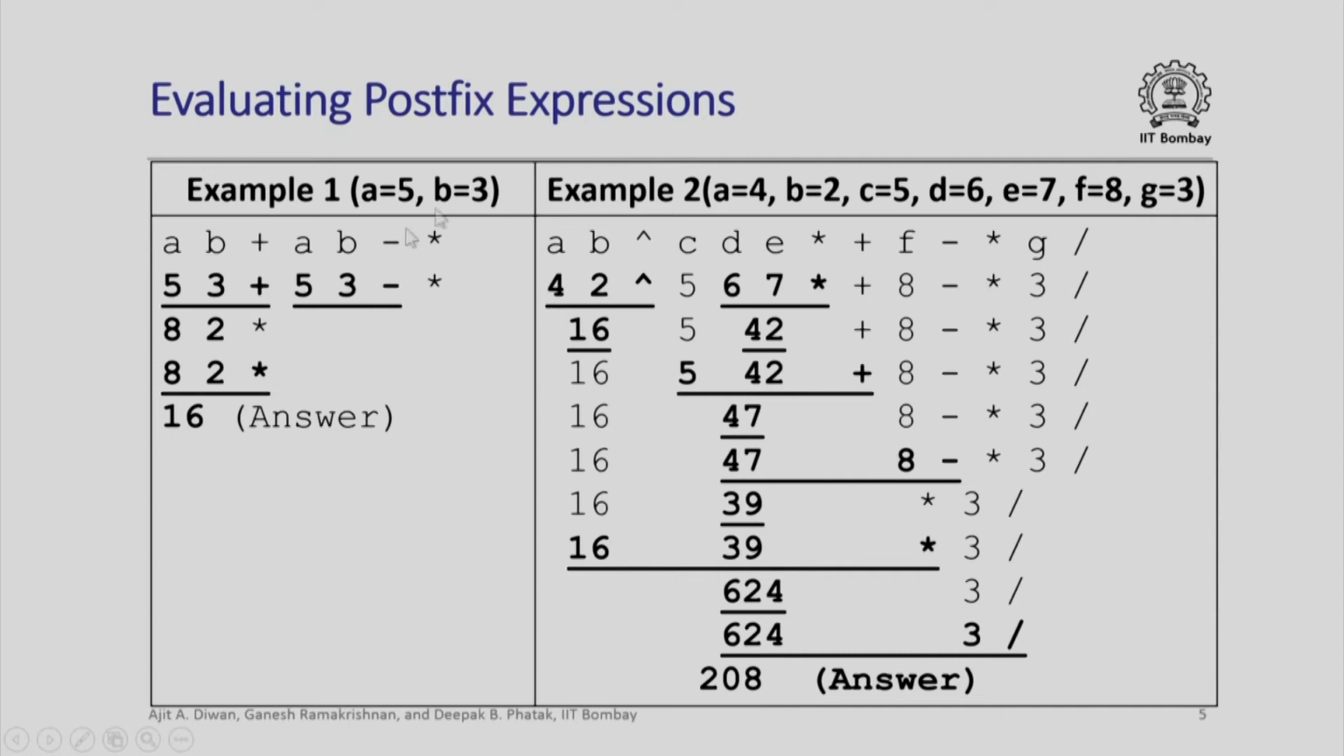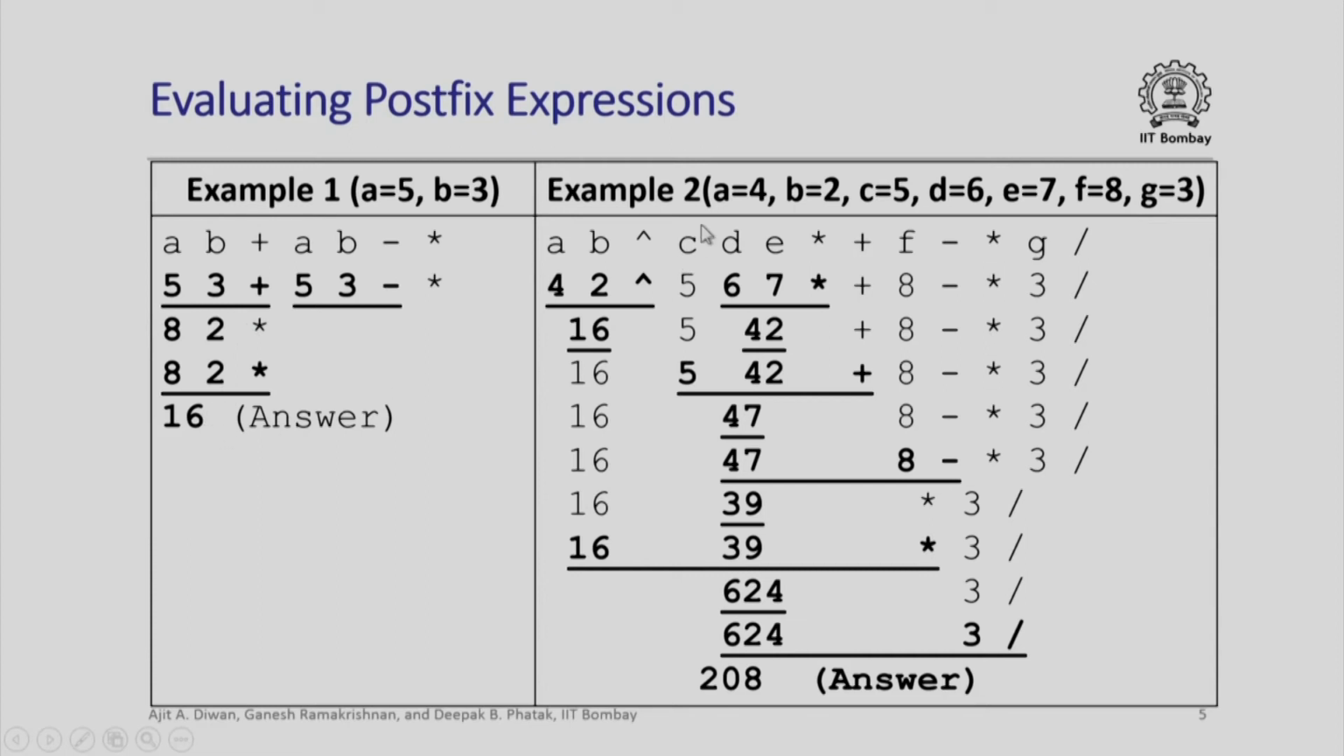How do we evaluate postfix expressions? Well, postfix expressions are evaluated by using the same logic that I just explained. For example, if I have AB plus AB minus star, it will first evaluate AB plus. Assume that A is 5, B is 3. It will evaluate 5, 3 plus, and get the result 8. It will then evaluate 5, 3 minus, get the result 2, and then reduce this expression to 8, 2 star, which means 16, which is the answer.